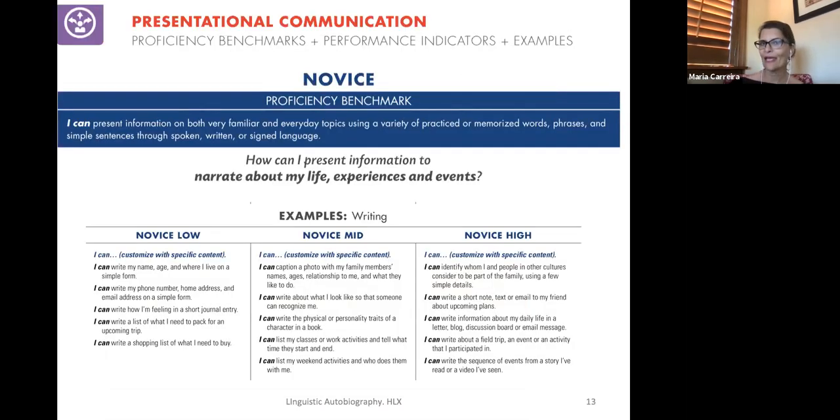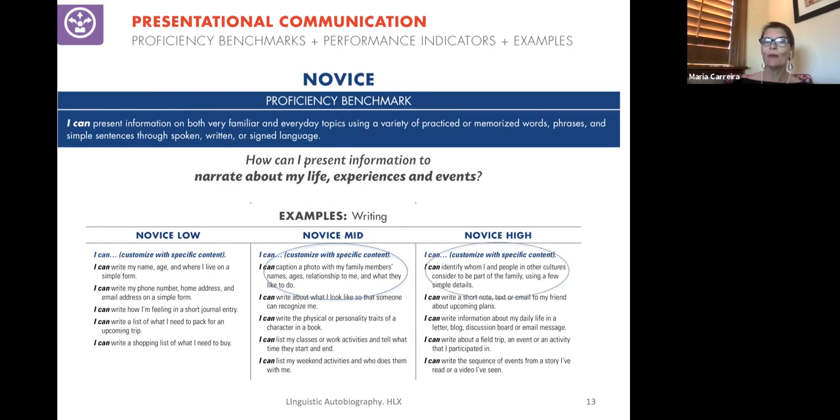Taking the can-do statements, if our students are at the novice low, we might want to level up a little bit by asking them to answer a prompt at the novice mid-level. Look at this prompt: I can caption a photo with my family members' names, ages, relationship to me, and what they like to do. This is relevant for all students, HL or second language, but it's particularly good for HL teaching because we know that our HL learners want to explore these family connections and want to communicate with family members. That's one of the main reasons why they come to us.